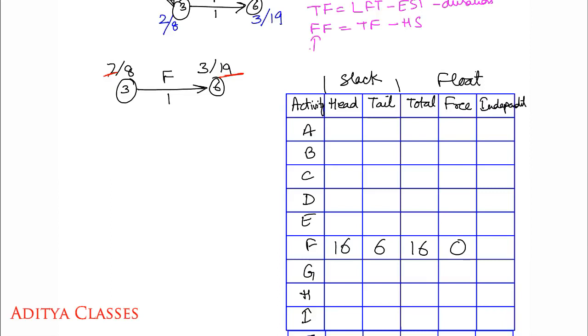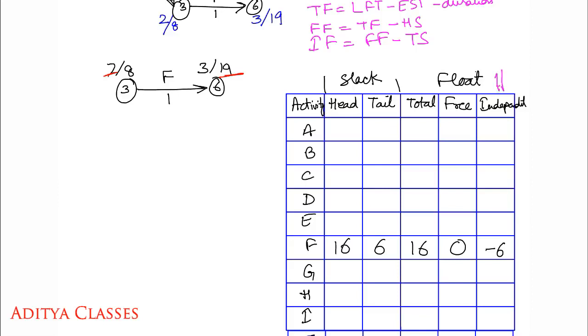And lastly, we have the formula for independent float. What is the formula for independent float? It is the free float that you just found out, free float minus tail slack. This is your tail slack. So what will be the independent float for F? It would be free float minus tail slack. 0 minus 6. So 0 minus 6 would give me a minus 6.